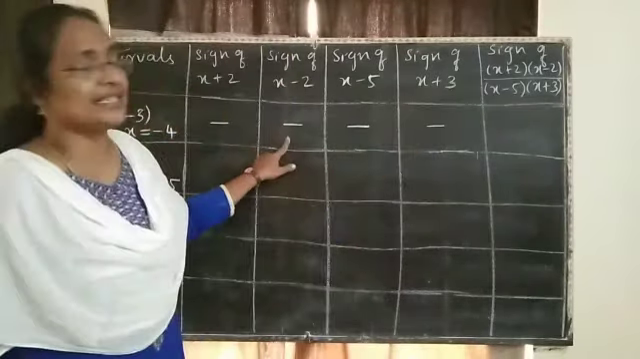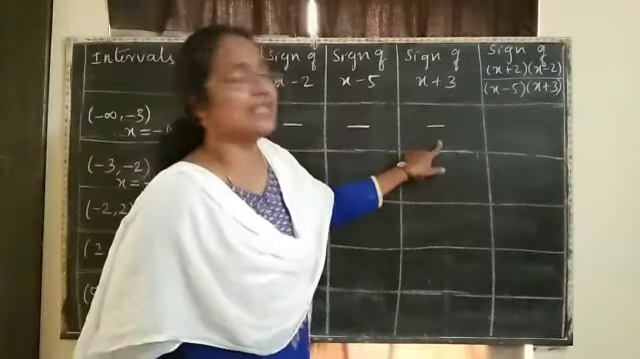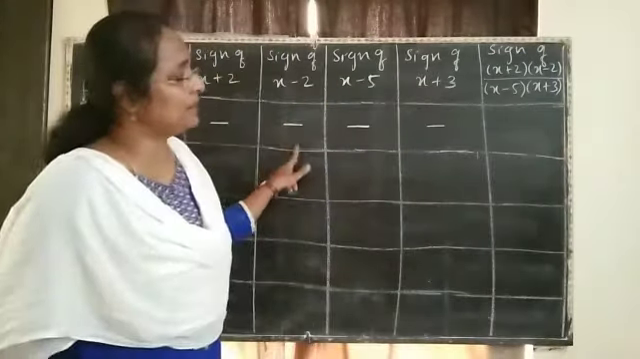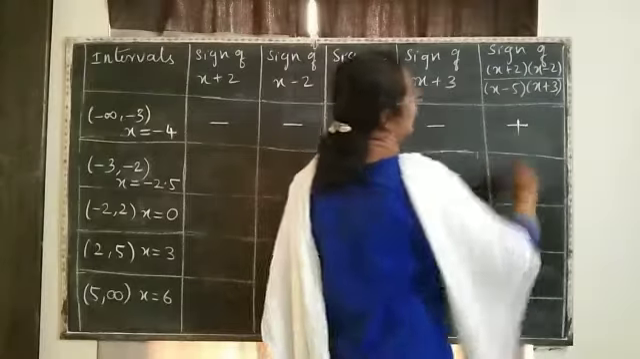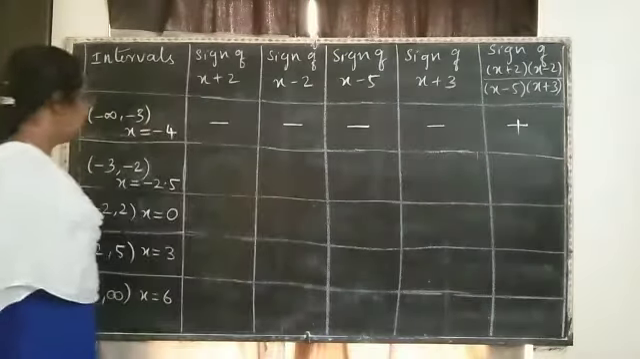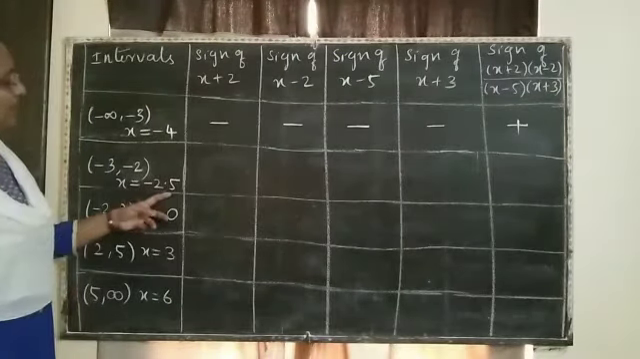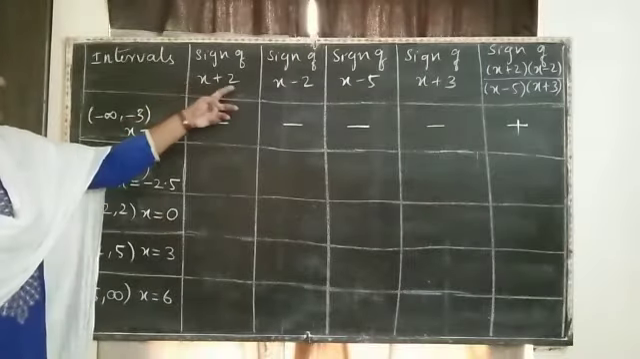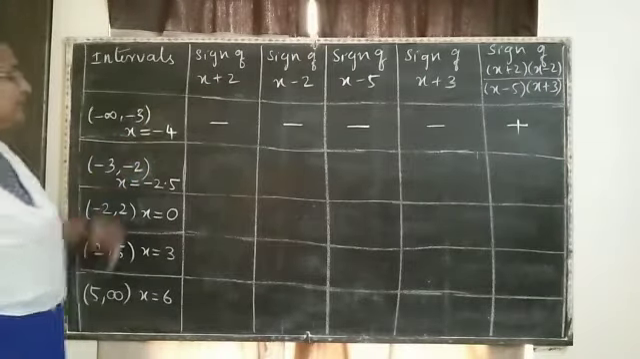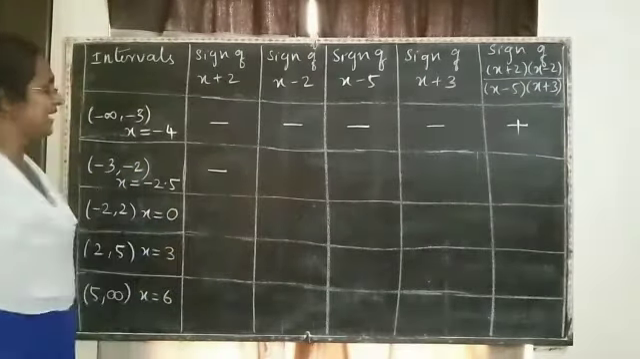So minus into minus is plus, again minus into minus is plus. Plus divided by plus will give you a plus sign. Yes or no? Okay. Now look into this one, minus 2.5. Minus 2.5 plus 2 gives minus 0.5, so the sign is negative.